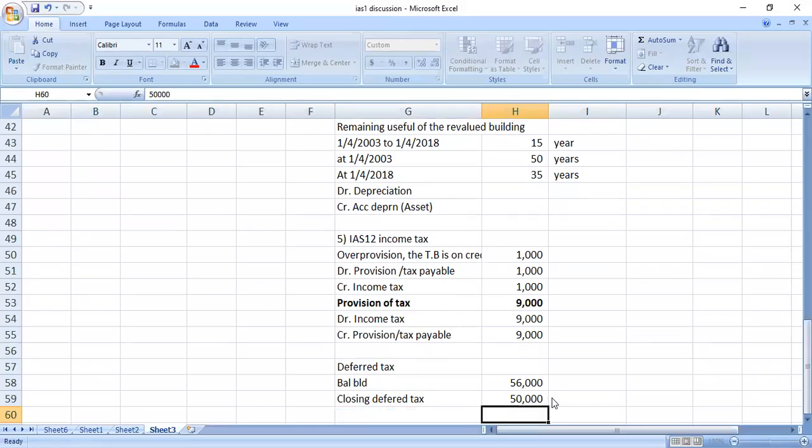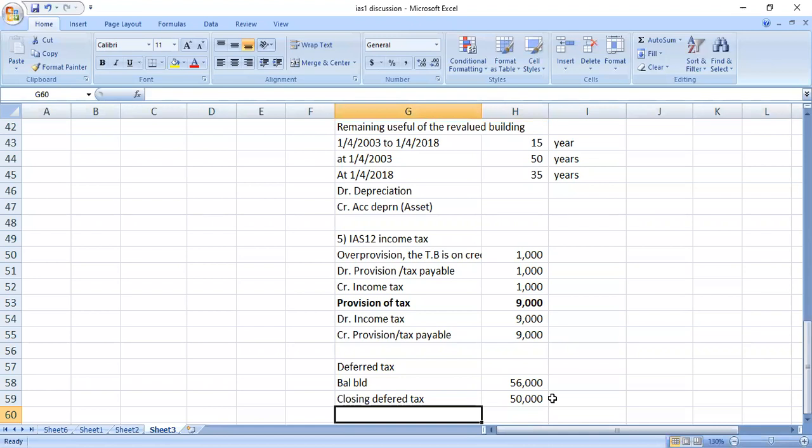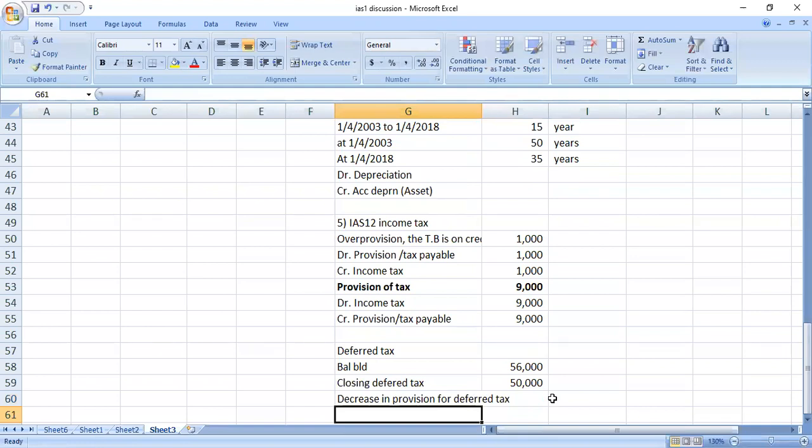So the closing therefore is 50,000. For the deferred, you just look at the difference or the change. In the trial balance, it was at 56, but has been reduced to 50. Now the difference is what you cater for, is where the entries fall. So the difference is 6,000 and it's a decrease. So in provision or deferred tax, the decrease is 6,000, you can all see it.